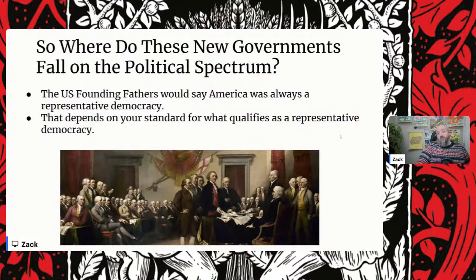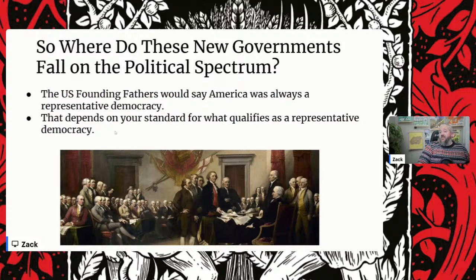Moving on. So where do these new governments fall on our political spectrum? Remember our political spectrum, that thing we're supposed to be checking out? The U.S. founding fathers would say, they would have you believe, that America was always a representative democracy. That's how it was set up in our Constitution. We have the three main bodies of government, the legislature, the judiciary, one of the most needlessly complicated words, judiciary, and the executive branch. Three branches of government. You'll learn that in any basic civics class, you know. So that's the president, the Supreme Court, and the Senate and House forming the legislature.